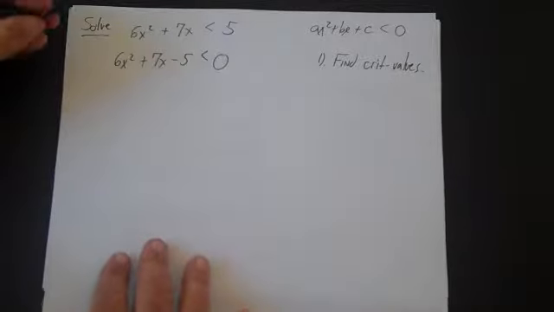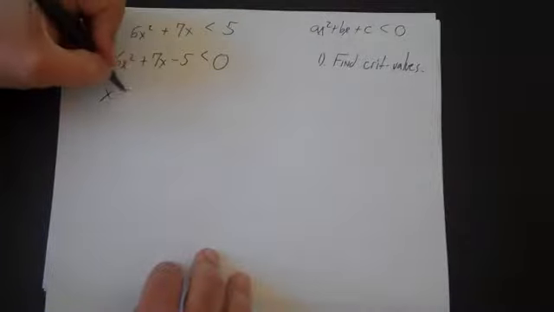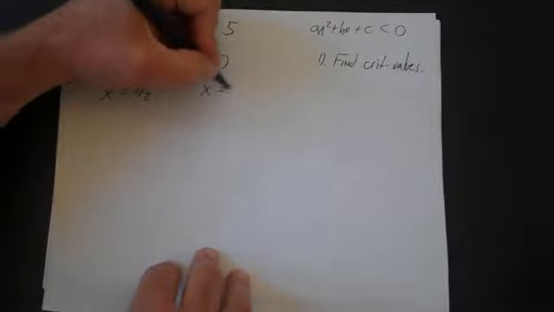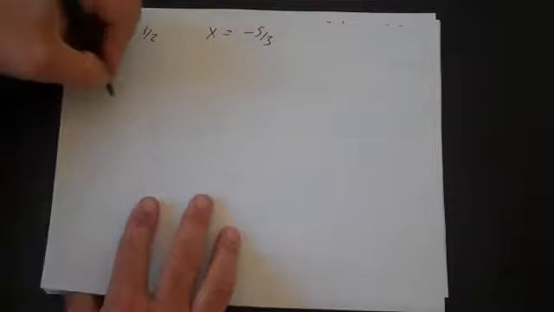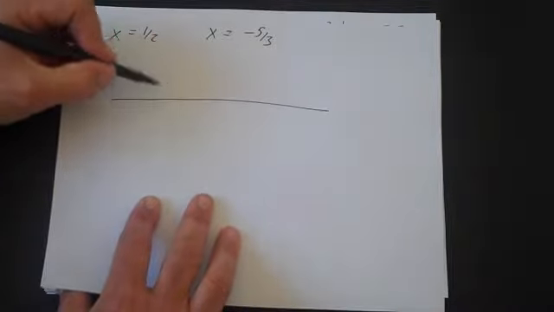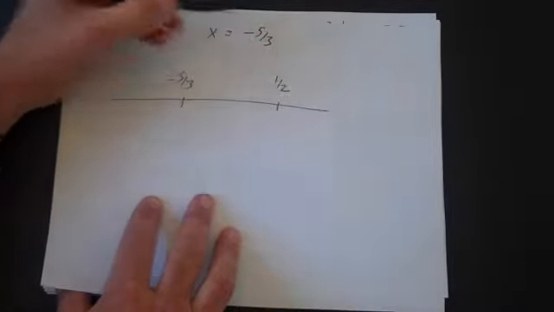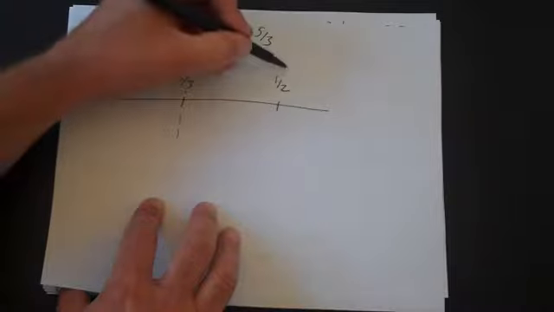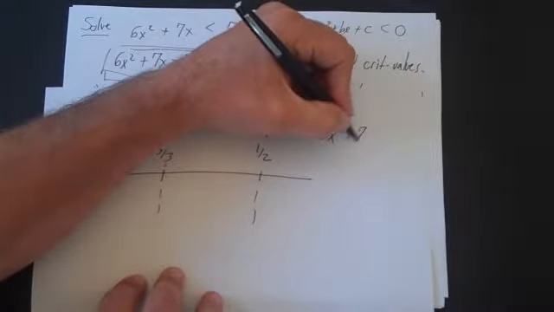So now I'm at the third step, and the critical values are x is 1/2, x is equal to minus 5/3. After I find the critical values, what I'm going to do is draw a number line. Minus 5/3, 1/2, and I'm just going to test my problem. I'm not going to use this problem, I'm going to use this problem here: 6x squared plus 7x minus 5 is less than 0.